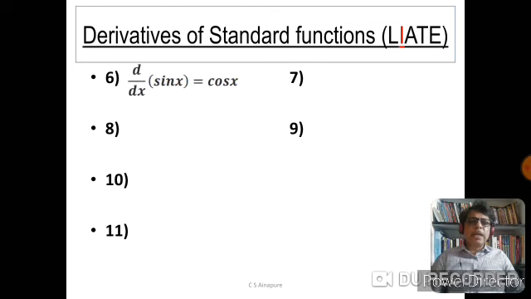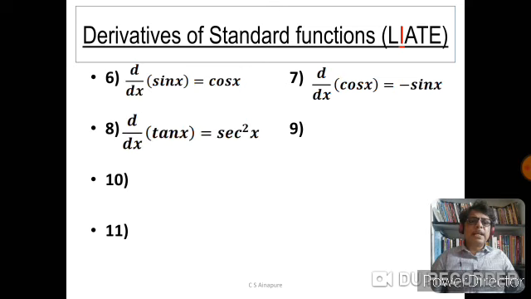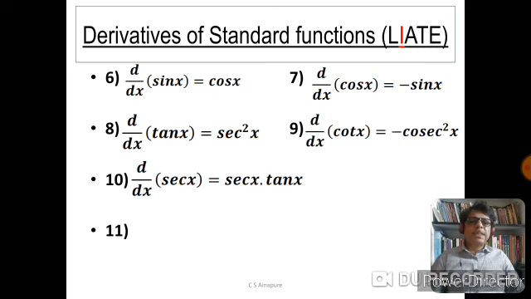The next formulae are: derivative of sin x is cos x, derivative of cos x is minus sin x, derivative of tan x is sec square x, derivative of cot x is minus cosec square x, derivative of sec x is sec x into tan x, and the last one, derivative of cosec x is minus cosec x into cot x. So these are the different formulae, 11 in total, for derivatives of standard functions. We'll move forward.